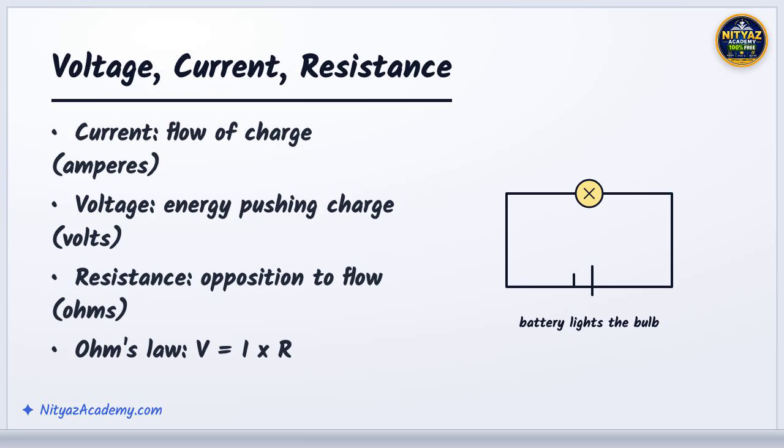Ohm's law ties them together neatly. Voltage equals current times resistance. Raise the voltage and current rises. Raise the resistance and current falls.